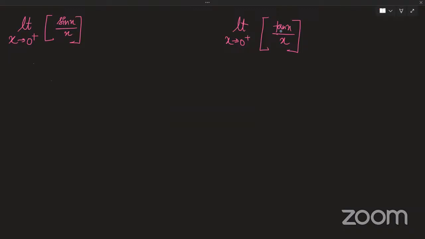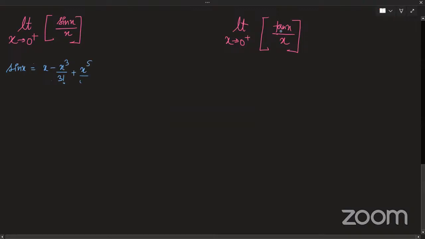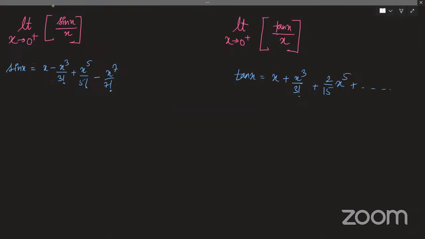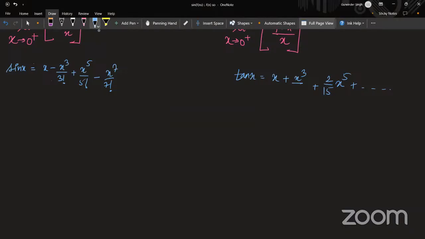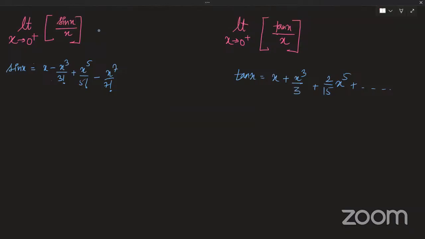Obviously, I can just write sin x as my infinite expansion. So I have x minus x cubed by 3 factorial plus x raised to 5 by 5 factorial minus x raised to 7 by 7 factorial and so on. Same thing, I can write my tan x as x plus x cubed by 3 plus 2 by 15 x raised to 5 and so on. Oh, sorry, it is not 3 factorial, it is x cubed by 3. Everyone agrees to this? This is just the expansion.